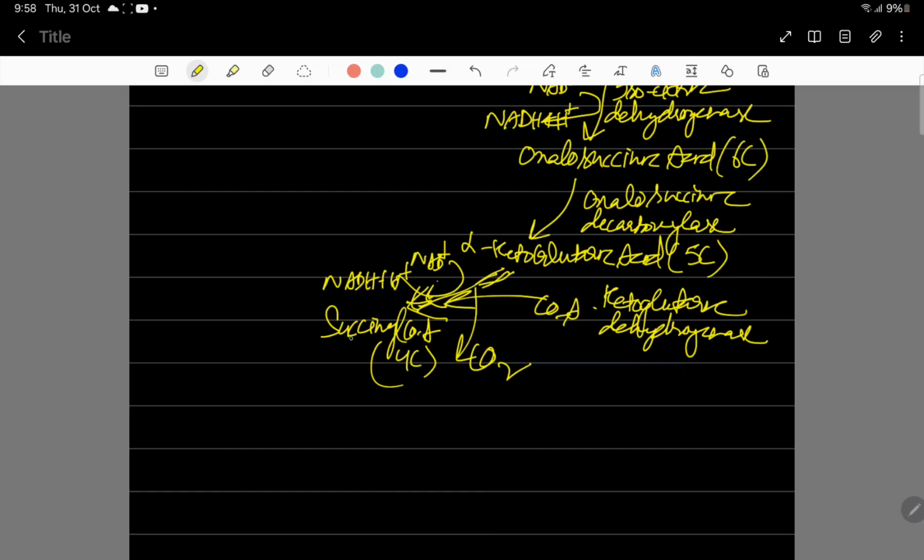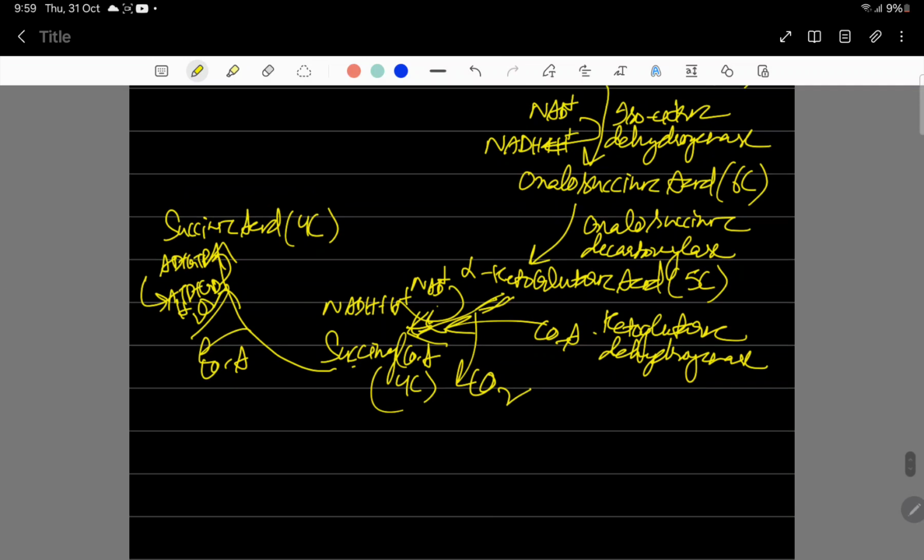And then the coenzyme is released, a water molecule is added. Here GTP, ADP forms the ATP plus GDP. Then it forms the succinic acid, which is of 4 carbon.